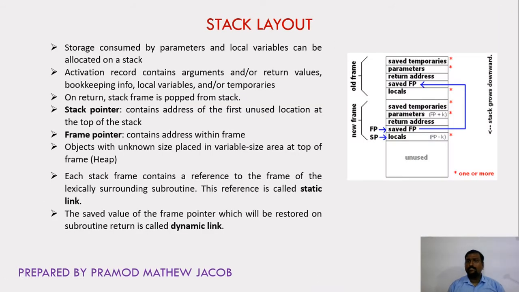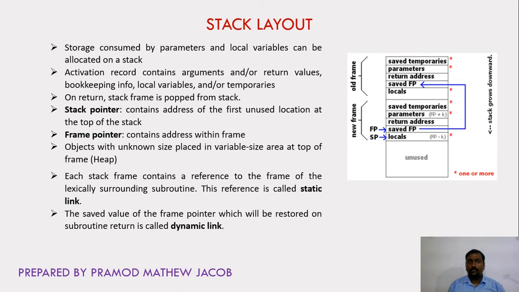Let's see the typical stack layout of a subroutine execution. The storage consumed by parameters and local variables can be allocated on a stack. The activation record or stack frame may contain arguments, return values, bookkeeping information, local variables or temporaries. On return from the subroutine to the main program, the stack frame is popped from the stack. The stack pointer contains the address of the first unused location at the top of the stack, and the frame pointer contains an address within the frame.